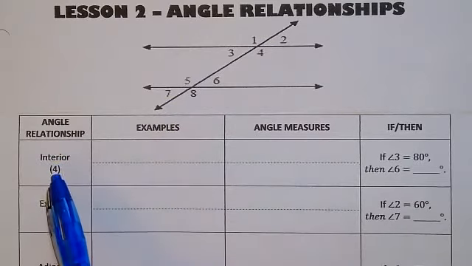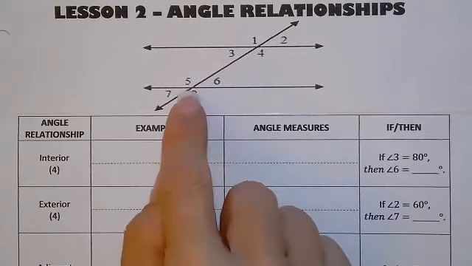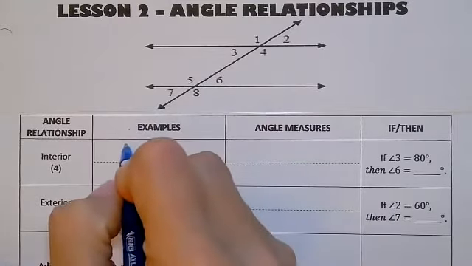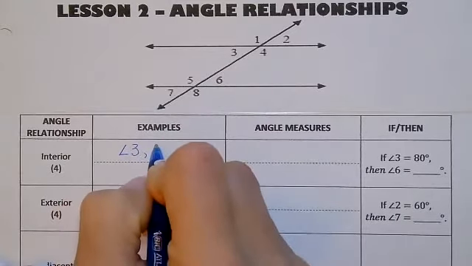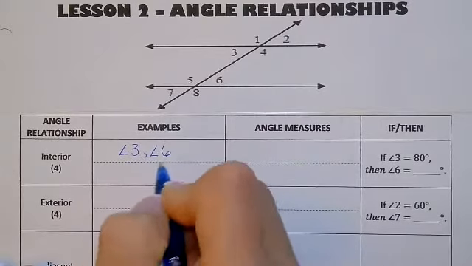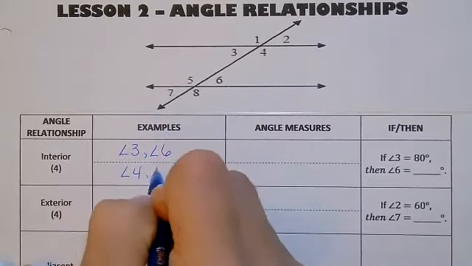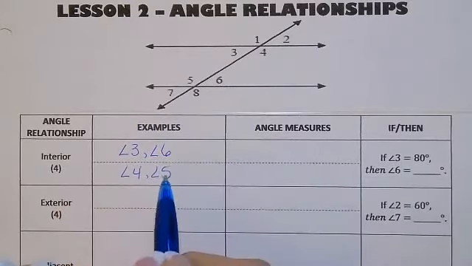So we're going to look for 4 interior angles. Well, those are going to be in between the parallel lines. So angles 3, 4, 5, and 6 are in between. So those are our interior angles. So I'm going to put angles 3 and 6 together. You'll see why in a minute. And then angles 4 and 5 together. So these are our 4 interior angles.